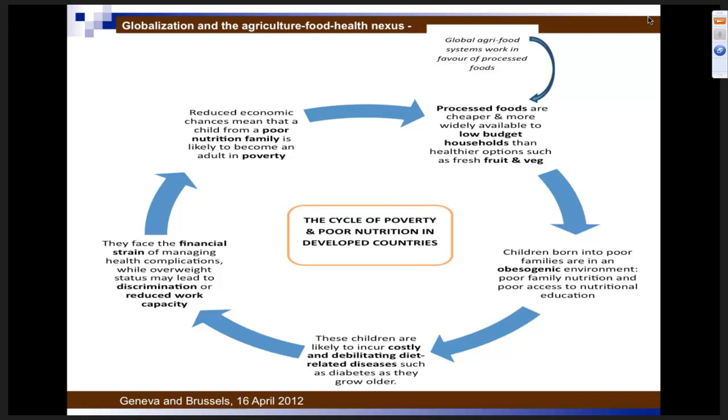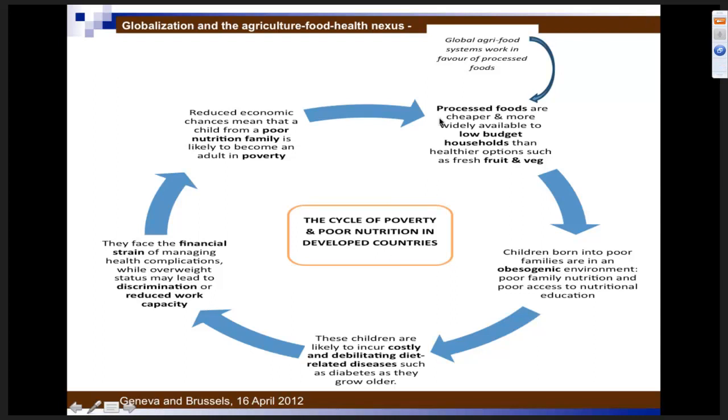In many cases, these are children who in their adult lives will develop diseases as a result of this unhealthy diet, and this has an impact on their ability to achieve as adults in the employment sector. In many cases, it is a source of discrimination, of reduced work capacity, and therefore of increased poverty to be overweight or obese. And so as a result of this, this is a cycle that perpetuates itself.